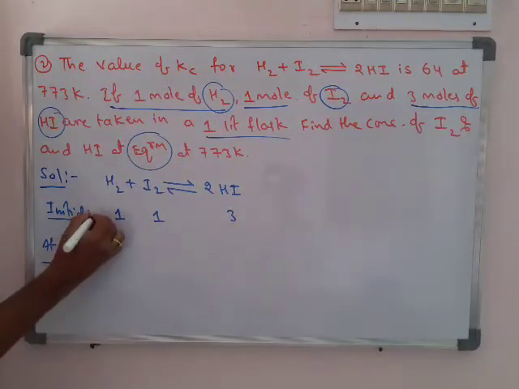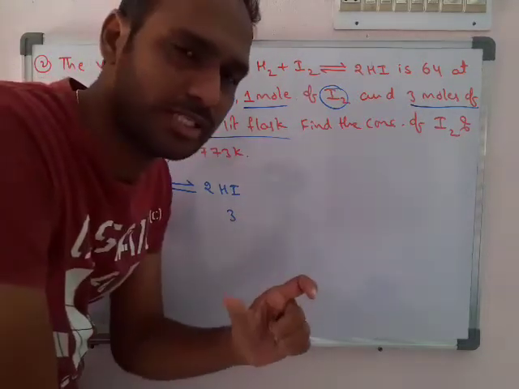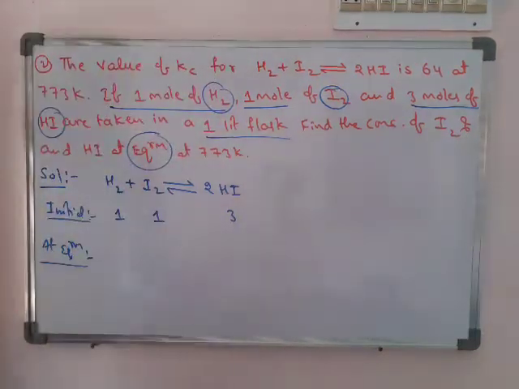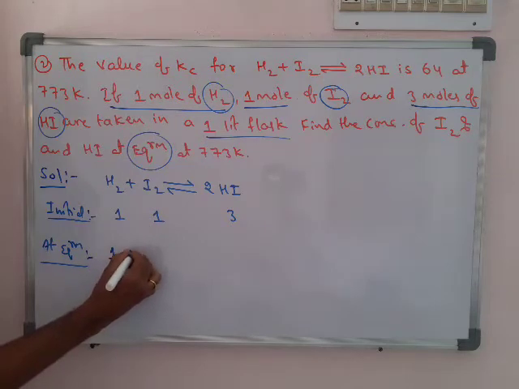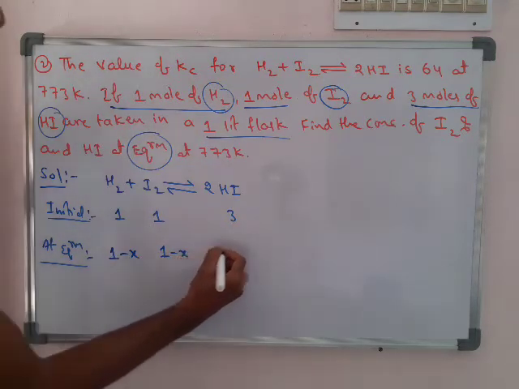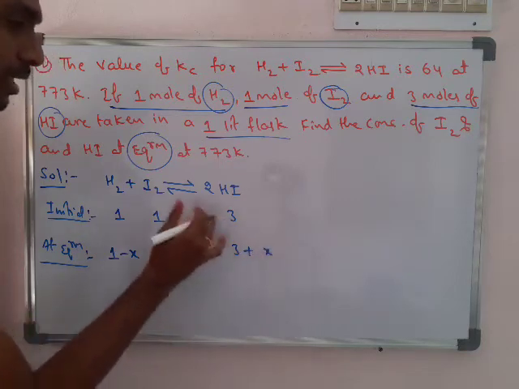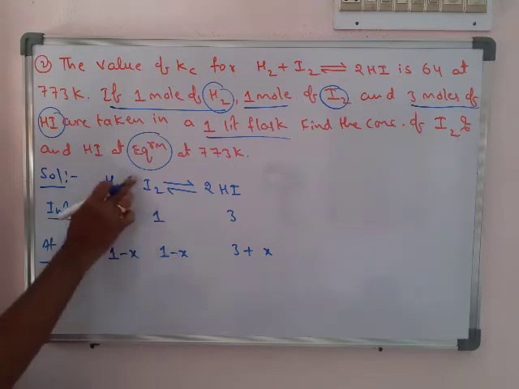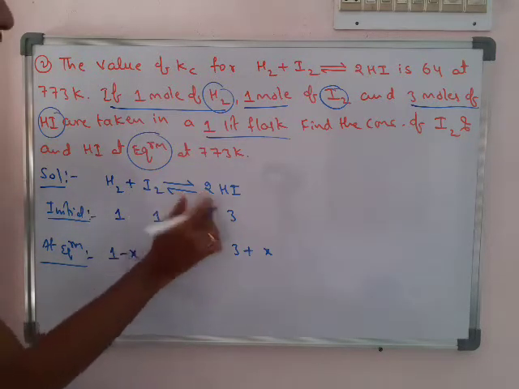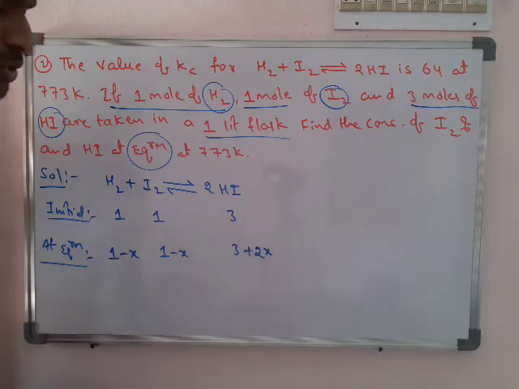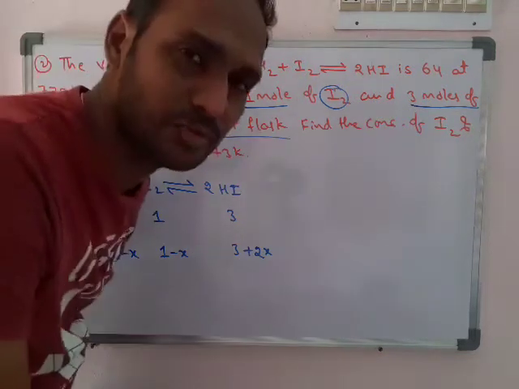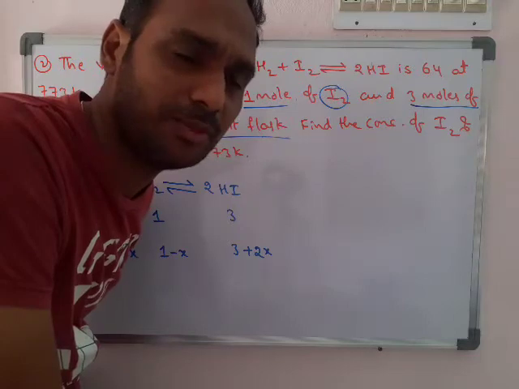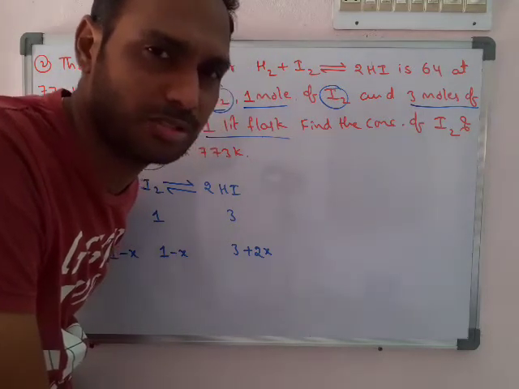Since there is no clue, just write in terms of x: 1 minus x, 1 minus x, 3 plus x. Since these are products, we have to add. So 1 mole of I2 gives 1x. Here 2 moles of HI are formed, so we have to write 3 plus 2x. So first write in terms of moles: for reactants minus x, for product plus x. Next, multiply that x with the number of moles.